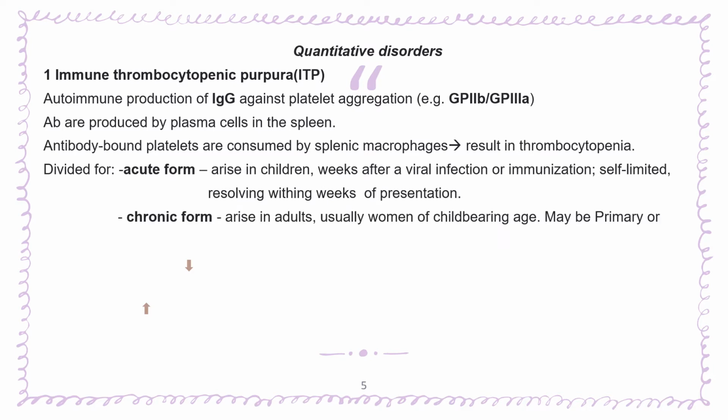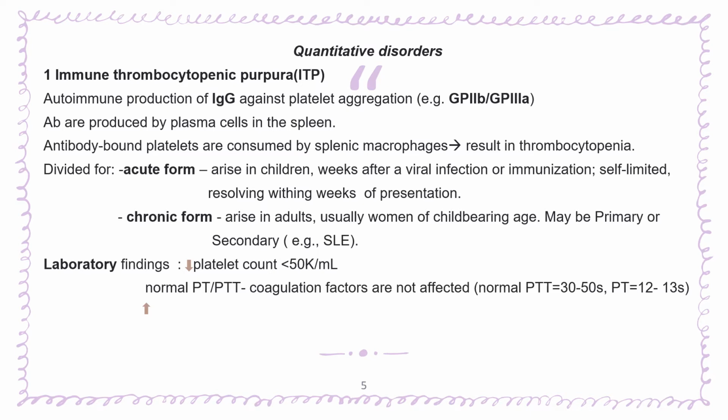Chronic form arises in adults, usually women of childbearing age, may be primary or secondary, for example due to systemic lupus erythematosus. Laboratory findings show platelet count is decreased, lower than 50 thousand, with normal prothrombin and partial thromboplastin time. Coagulation factors are not affected in this pathology. Megakaryocytes on bone marrow biopsy are increased. Treatment is the use of corticosteroids.